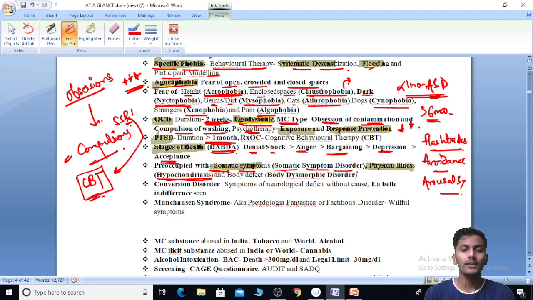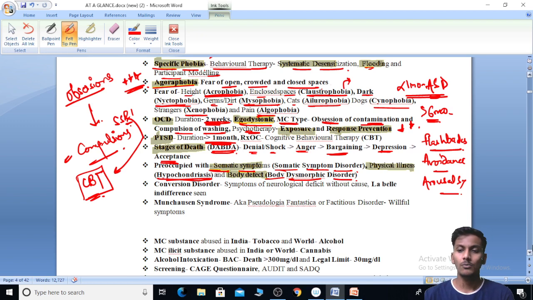So preoccupation with physical illness is known as hypochondriasis, also known as illness anxiety disorder according to DSM-5. Yaad rakhna. And last, if the patient is preoccupied with a body defect, though she is absolutely normal, usually seen in adolescent females, she experiences that meri naak teedi hai, I have a crooked nose. This is called body dysmorphic disorder. It is an imaginary defect that the person feels.